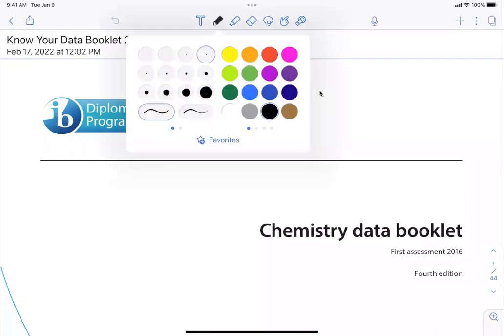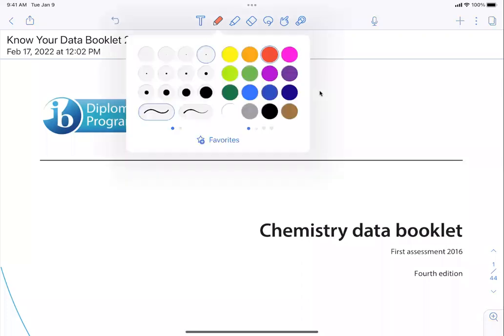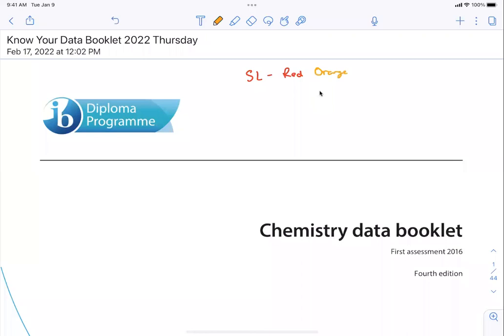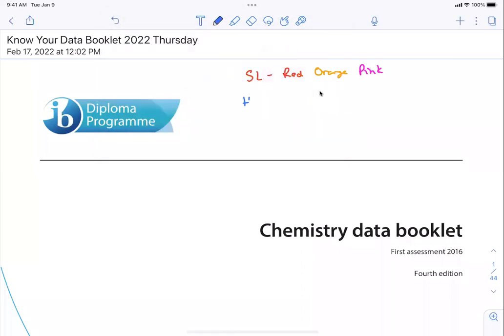Now, for simplicity's sake, whether you're SL or HL, it is important to differentiate between that. If you are SL, all your stuff will be in red and orange and maybe pink. If you look at the data booklet later on, because I'm going to upload this to YouTube and Notability, like I use Dropbox like I usually do, all the stuff written in red, orange, and pink is classified as SL material.